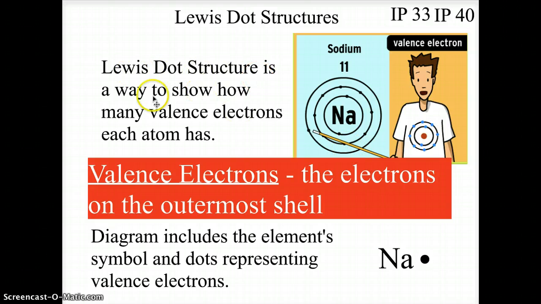And the Lewis dot structure is a way to show how many valence electrons each atom has. It's actually pretty simple. It's just a diagram that includes the name or the symbol of the element with one dot representing that valence electron. So if we use a capital E for a generic element symbol, remember the symbols for elements are either one capital letter or one capital and one lowercase, so we're going to use a capital E. If the atom has one valence electron, then we put a dot on the right side of the element symbol.